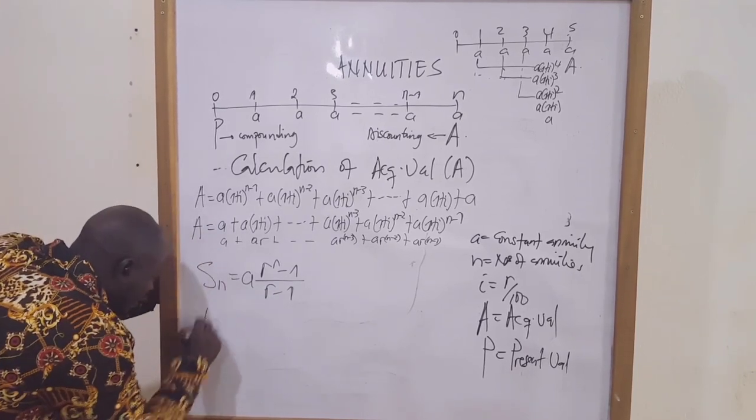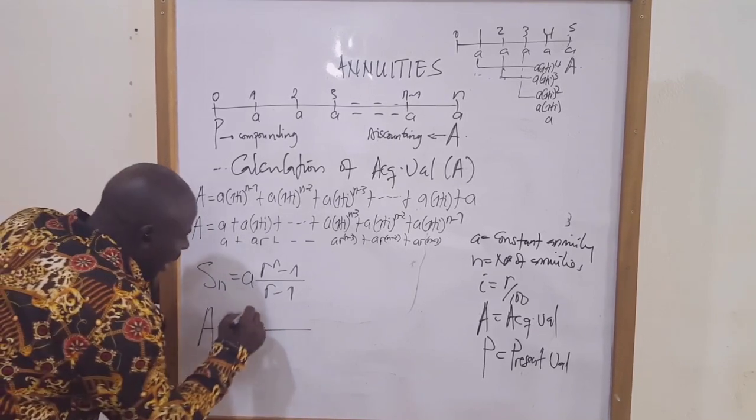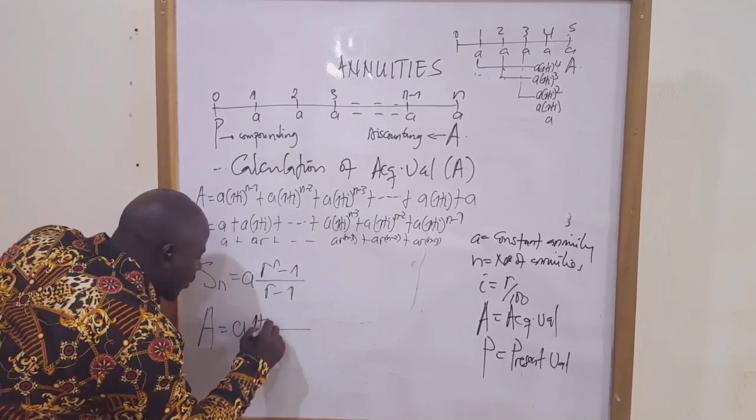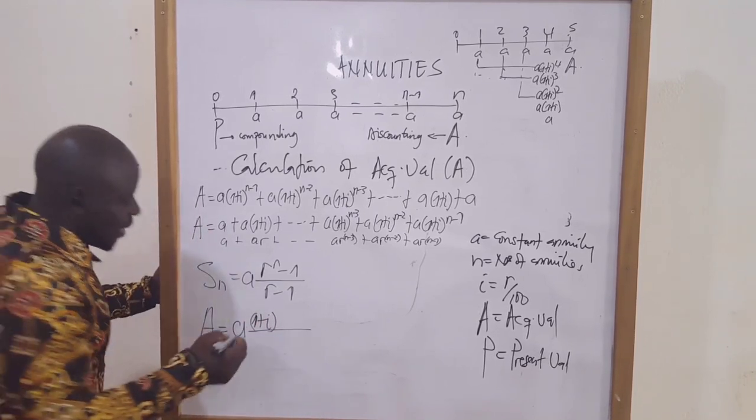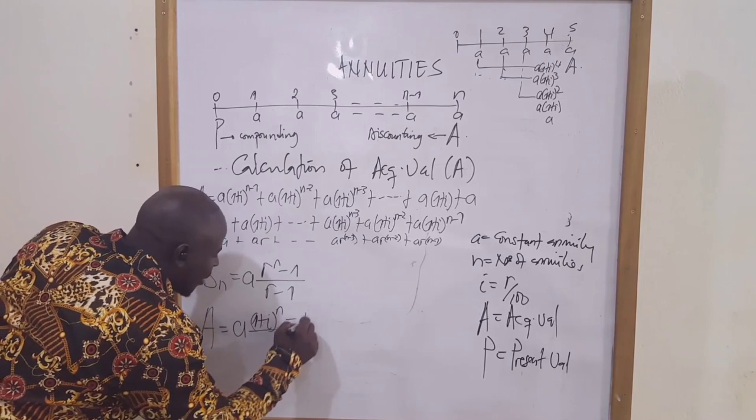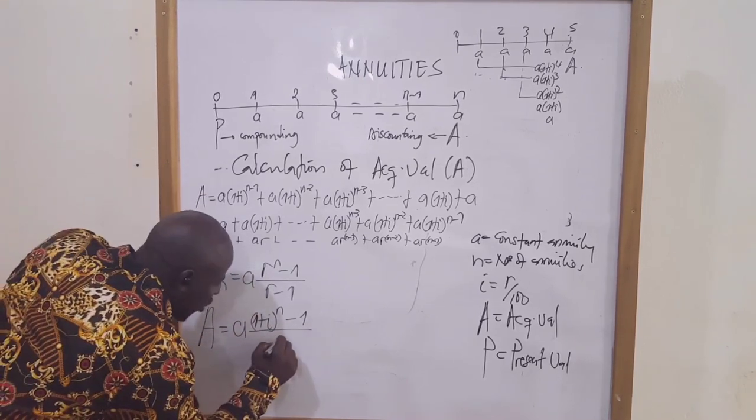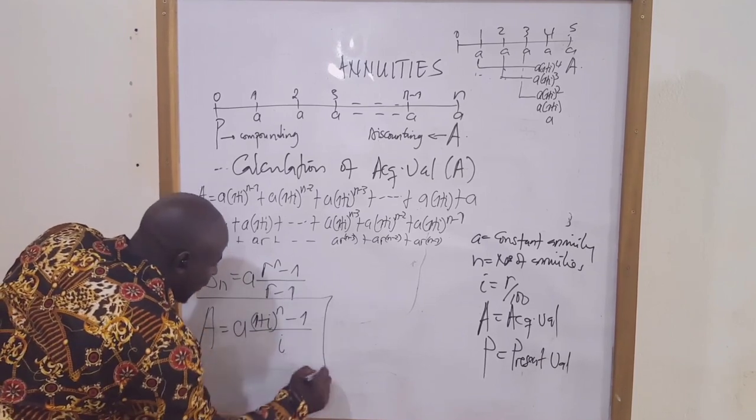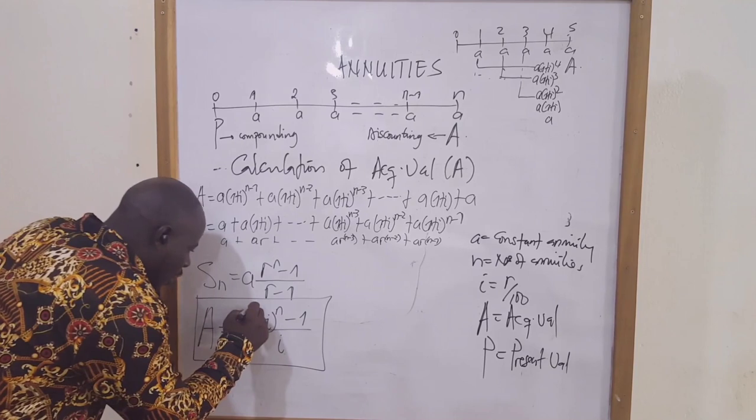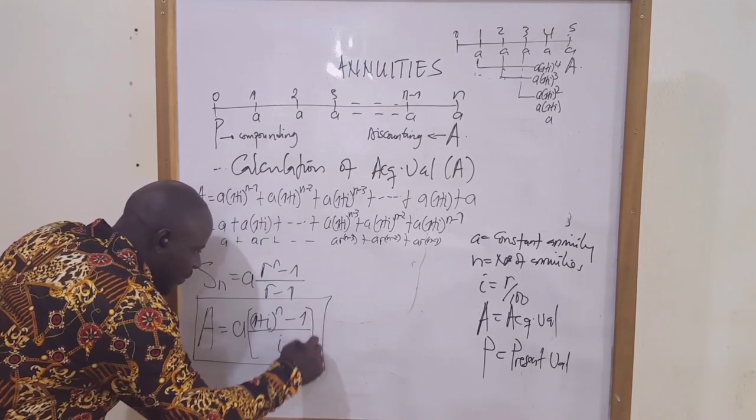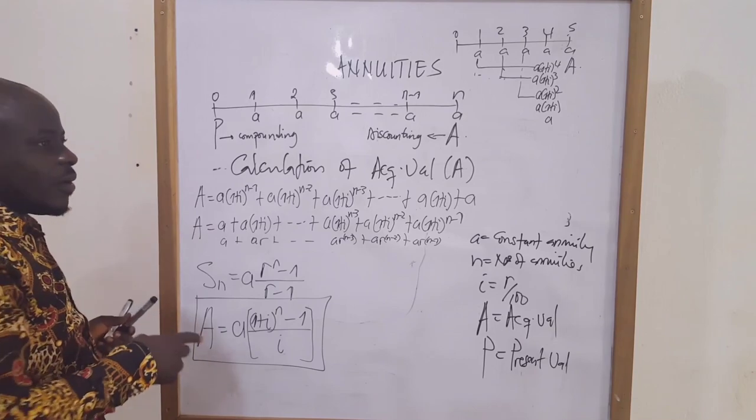So we're going to have something like this. A into, A still remains. Now R is 1 plus i. 1 plus i is already greater than 1. So 1 plus i raised to the power n minus 1. Now we come down: 1 plus i minus 1, i will be left. So this is the formula to calculate the acquired value at n period, right? The formula to calculate the acquired value at n period.